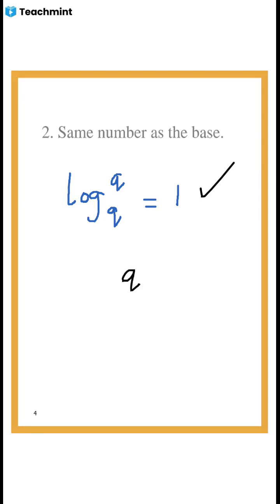How many times am I going to multiply q by itself to give q? It's just by writing ordinary q, because if I multiply q by q, I get q squared, and what is at the top is q. So log q base q is 1. No matter what it is, if I write log 25 base 25, so far the number I'm looking for the logarithm of is also equal to the base, it is 1.